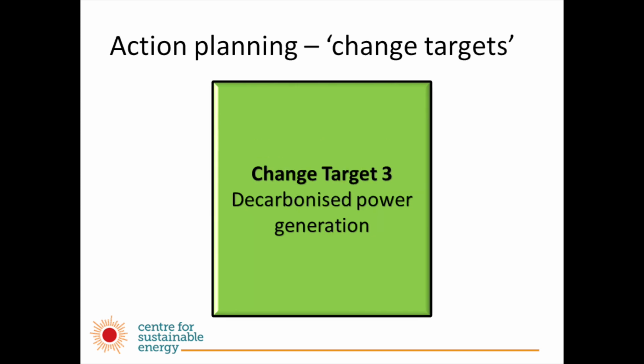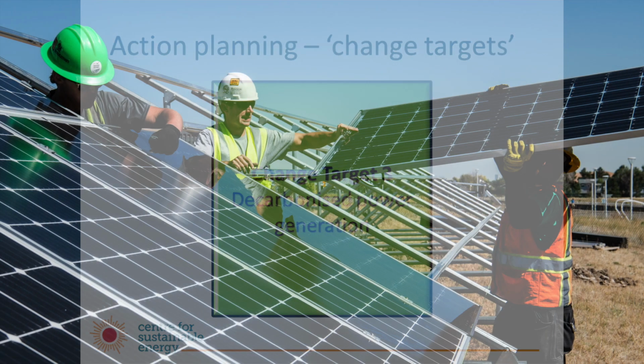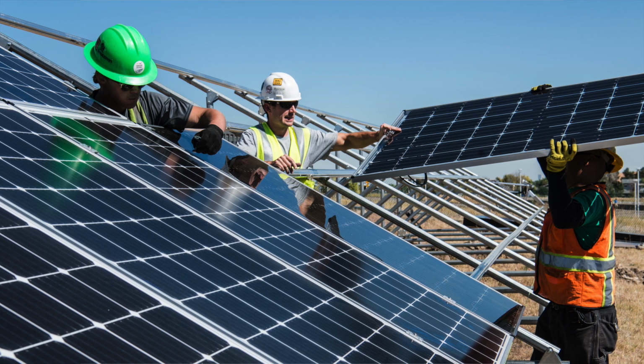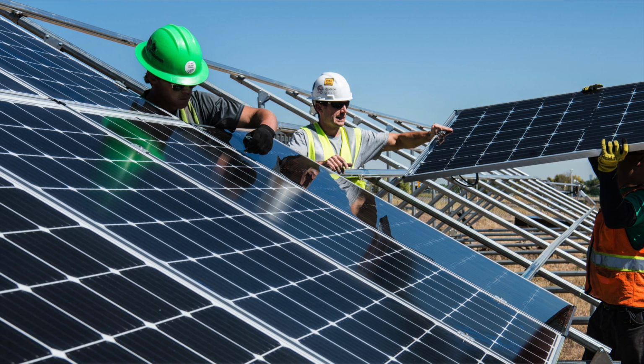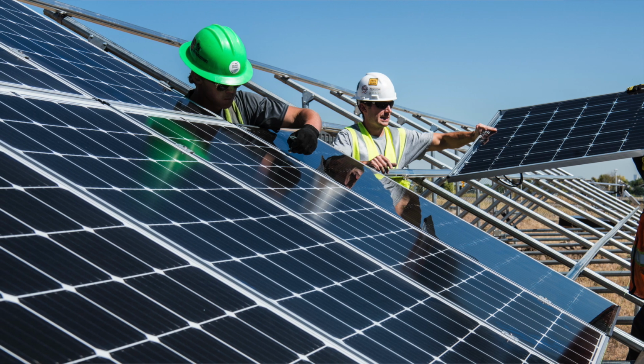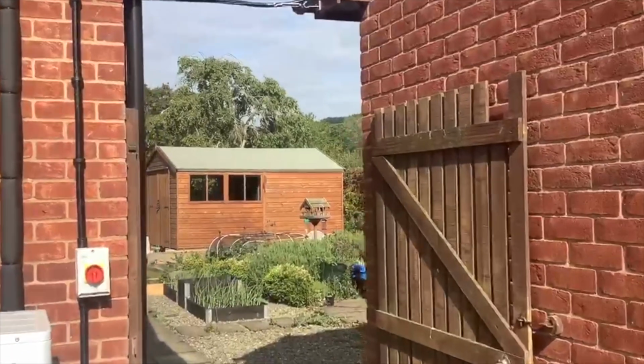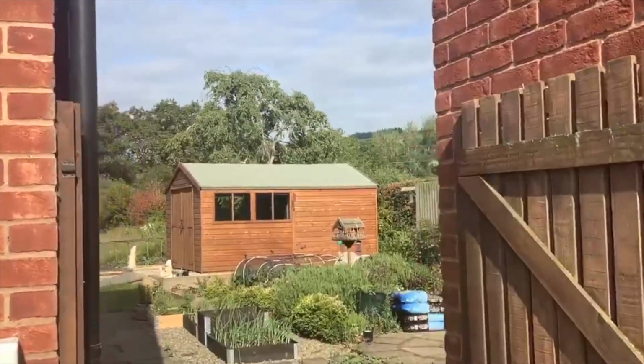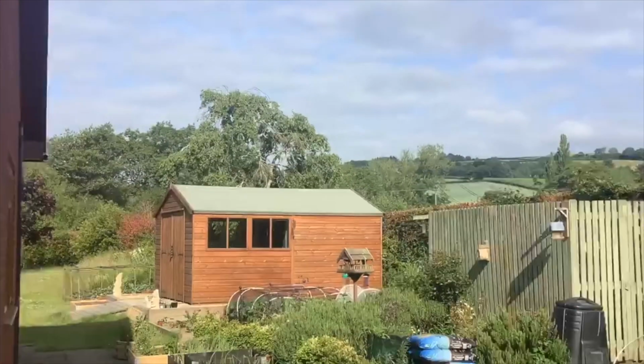The third change target is that we have to decarbonise our power generation. And what this really means is we have to stop burning fossil fuels and incinerating waste to make electricity. So we have to be looking to move towards renewables and other sources of low carbon electricity. And that is hugely important at the local area. Fundamentally, these projects have to happen somewhere.